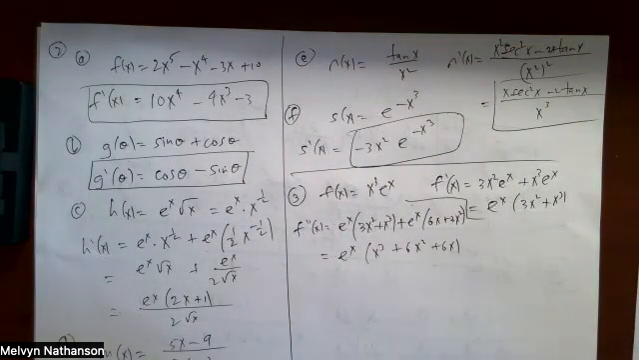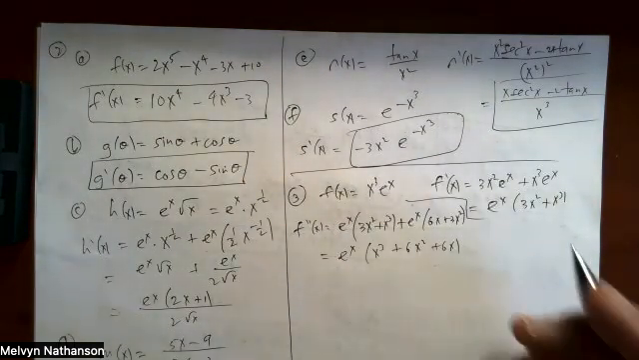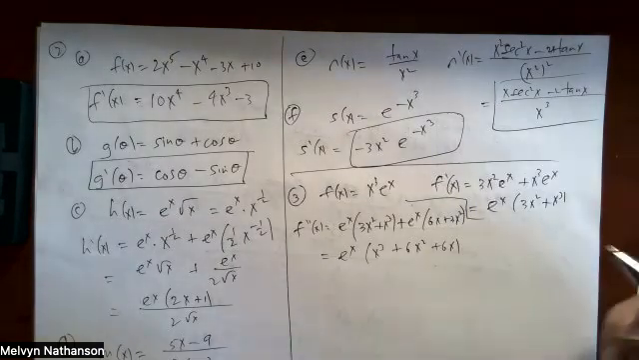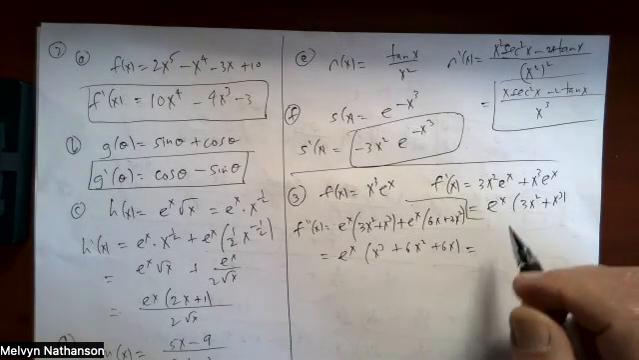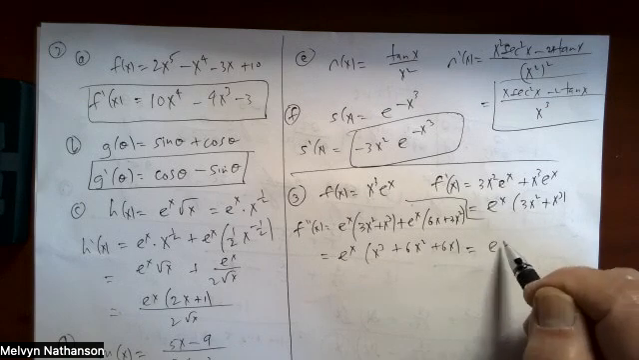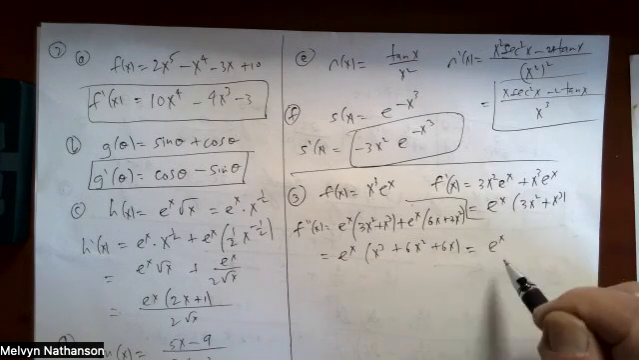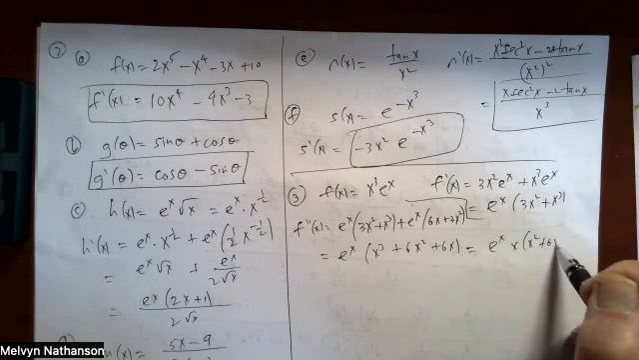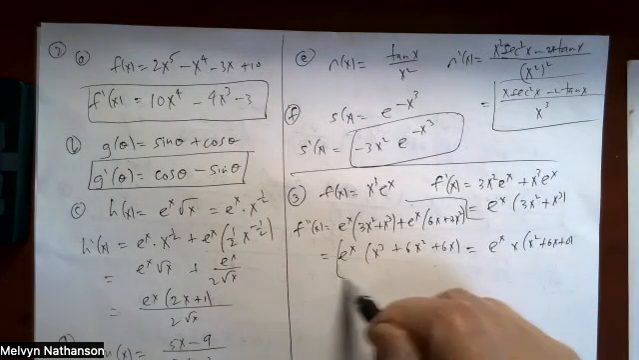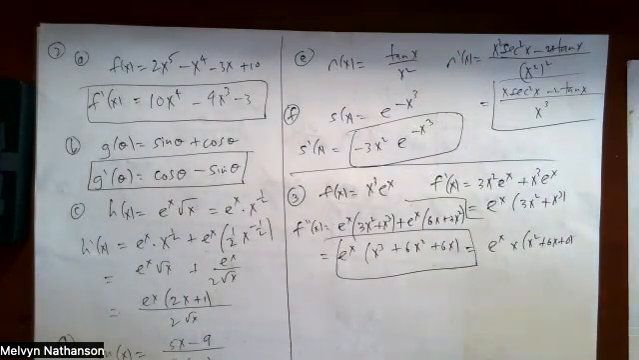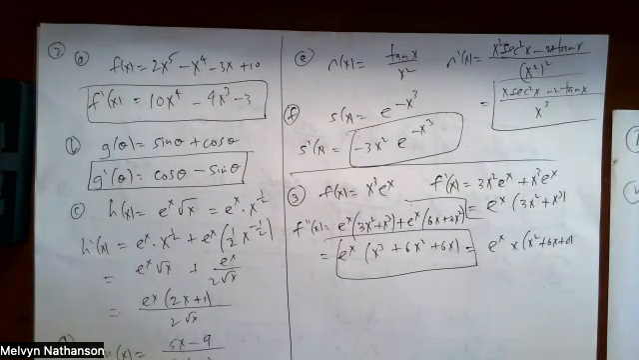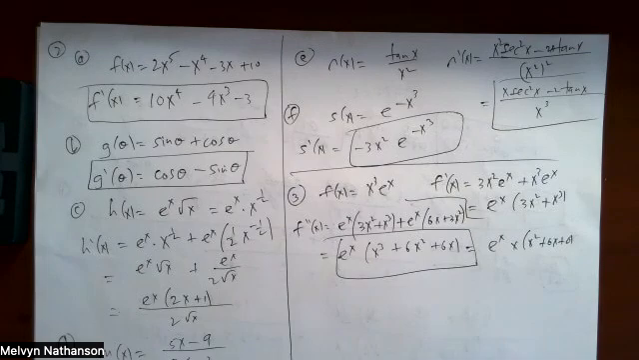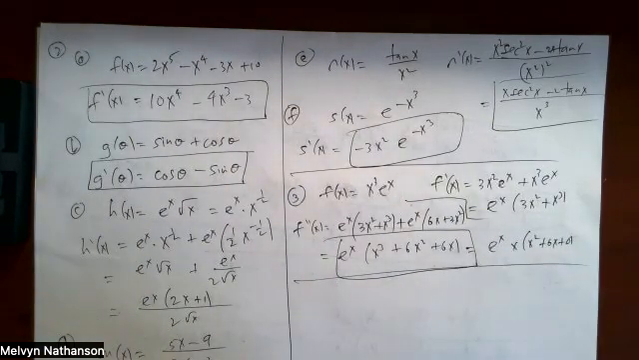So you can leave it like that, or if you choose to factor out an x, that's also okay. E to the x times x times x squared plus 6x plus 6. But any of these forms is okay. That's perfectly good. Okay, that's problem 3.